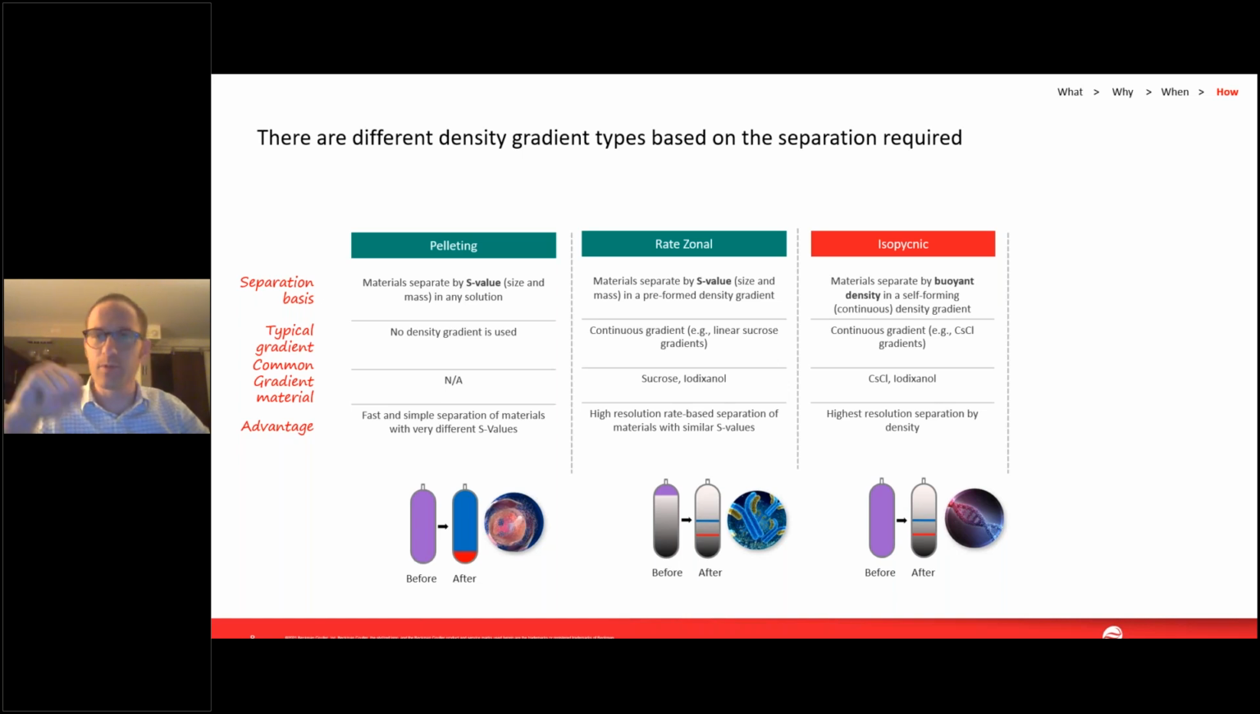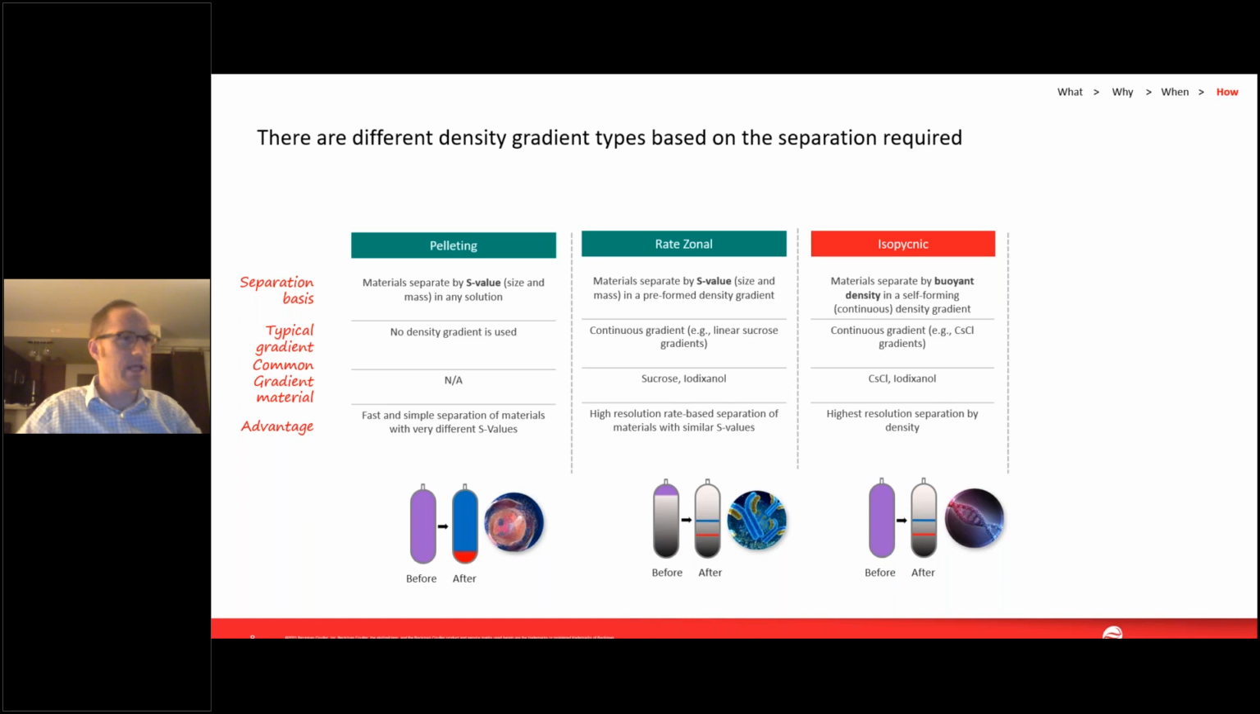Isopycnic materials are separated by density, right? And they're doing so in a self-forming gradient. Commonly, they're using a salt of some kind, like cesium chloride or iodixanol, which is not a salt, but so you're doing this where the bands will then end up where the density gradient media is exactly equal to the density of your sample. That's where the sample will migrate to, and this is the highest resolution density gradient separation done by density.